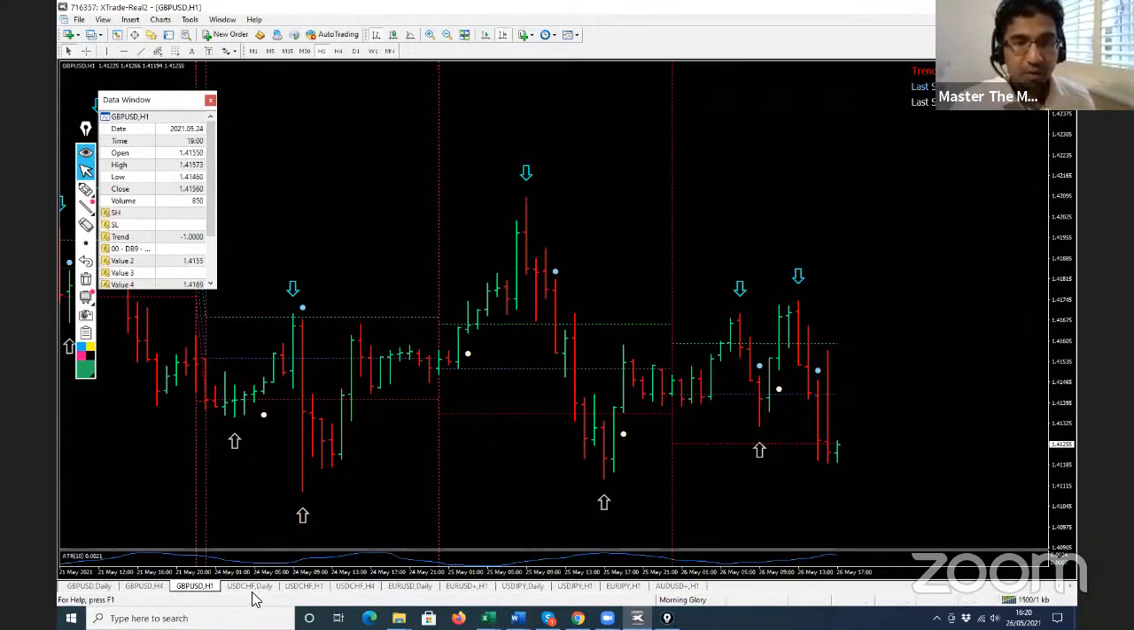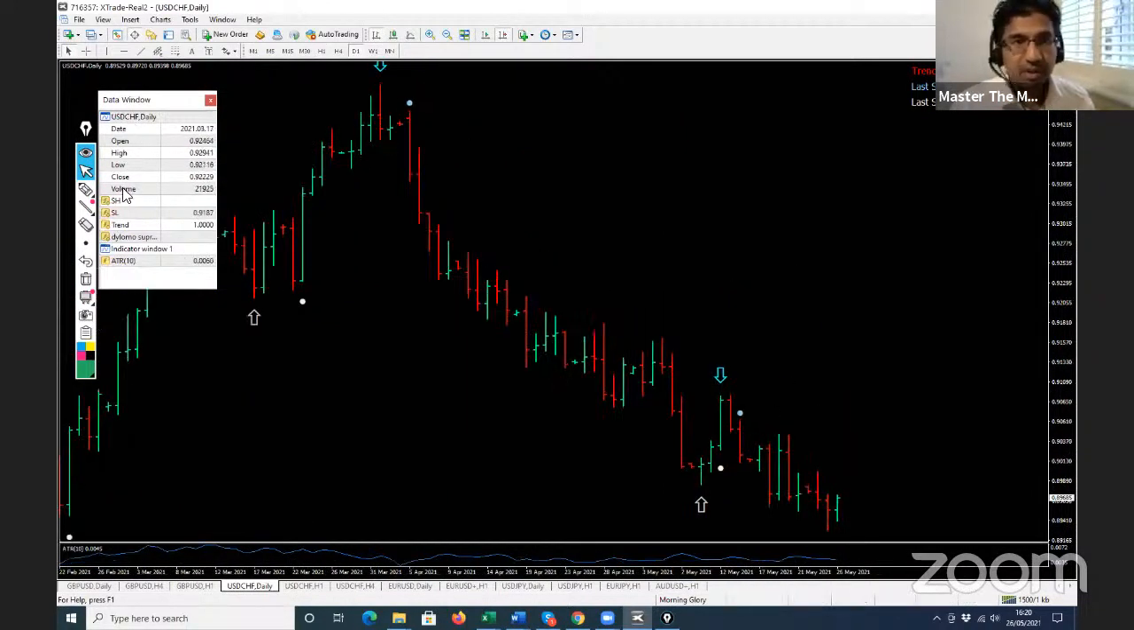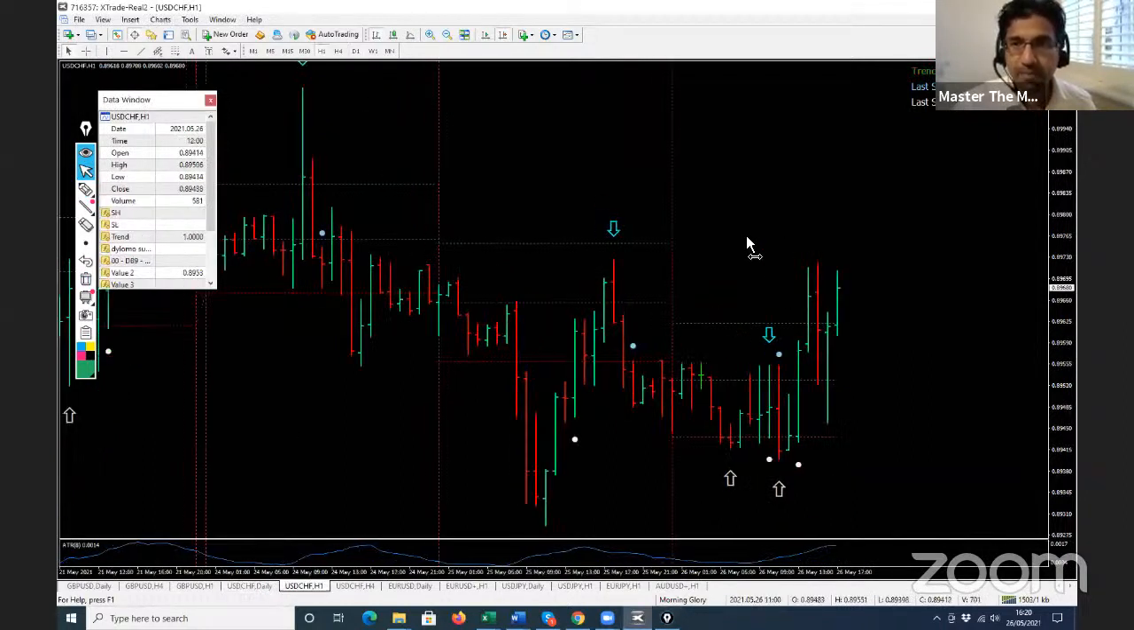Now, in terms of dollar Swiss, on the other hand, you can see this is a downtrend, pretty simple, lower lows, lower highs, and this is a phase one as well. Now, let's see on the lower time frame. However, over here, if you look, this is an uptrend phase one that we are having.